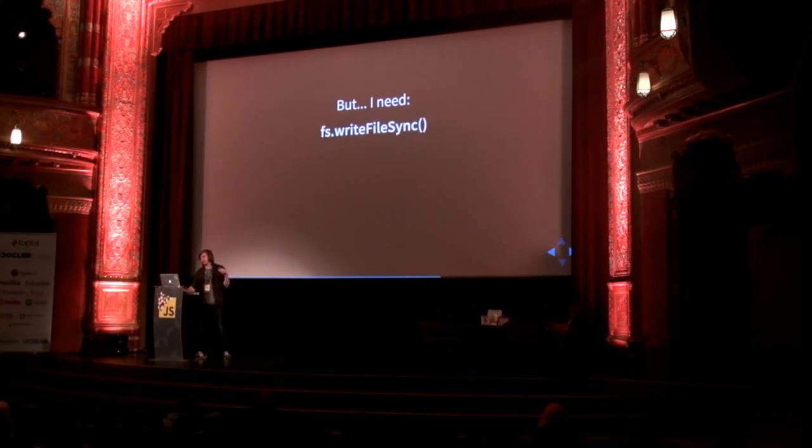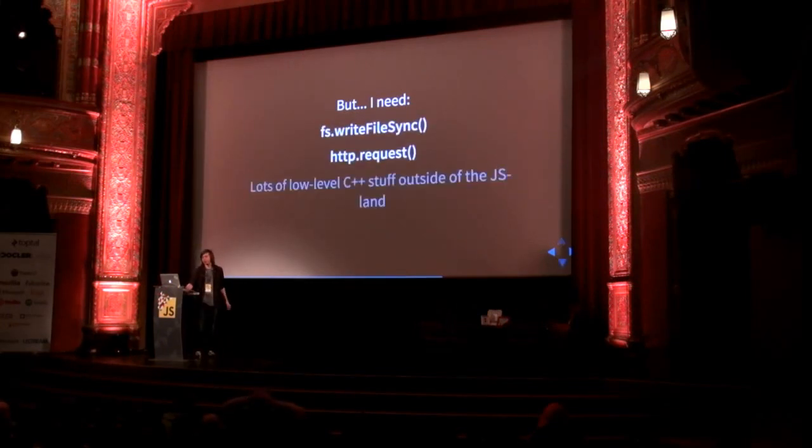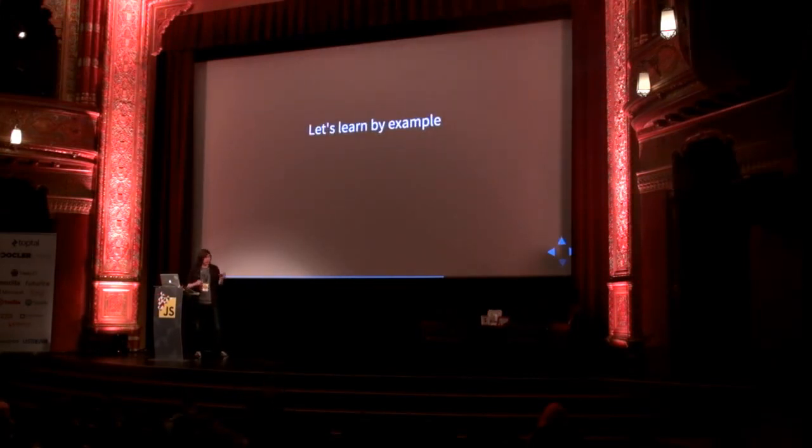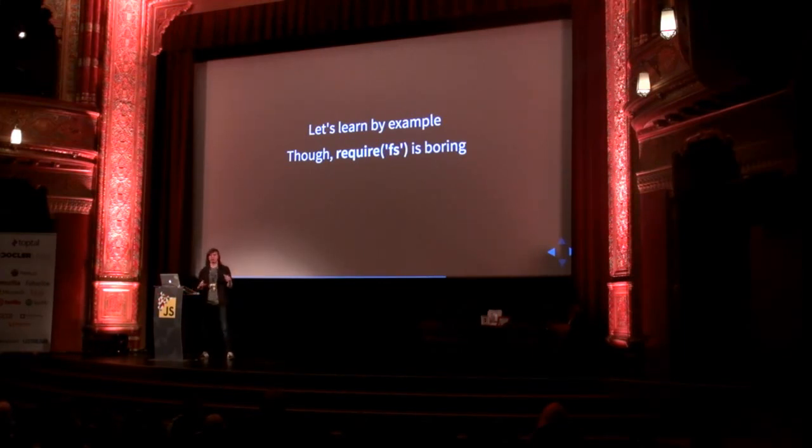But if you need fs.writeFileSync or an HTTP request, you probably need lots of C++ stuff outside of the JS land. To figure out how it all plays together and how things are calling each other, I would like to suggest learning by example. Though require fs is kind of boring because it works just with numbers. You know, a file descriptor is just a number. When you open a file, the kernel returns a number, and you pass the number again. Passing a number is kind of boring.